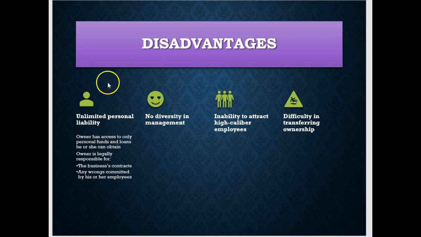unlimited personal liability. So just because you start a business, if you need money for any reason, you're going to be the one on a personal level that's going to have to sign for any kind of loans. If there's any wrongdoings committed by employees, you're going to be responsible. Any kind of contracts, you're going to be responsible. So the sole proprietor takes on all the risk of the loss of the business.